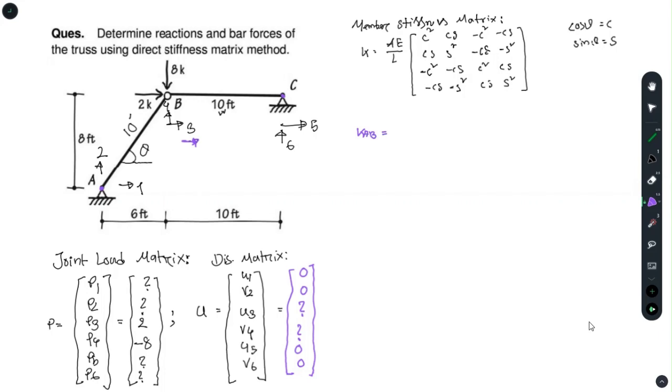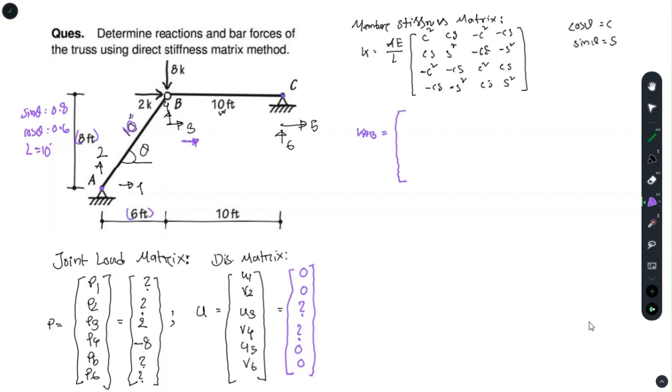If you look here, you'll see that the vertical distance is 8, and the horizontal distance is 6, and the hypotenuse is 10. So for KAB, the sine theta would be the opposite side, which is 8, divided by the hypotenuse, so it would be simply 0.8. And for cosine theta it would be simply 0.6, and the length is 10 feet. So you know all the values right over here. Just take the square of 0.8, you will get 0.64, and you have a constant length which is 10. If you divide 0.64 by 10, you will get 0.064. So you can easily form a 4 by 4 matrix for KAB.